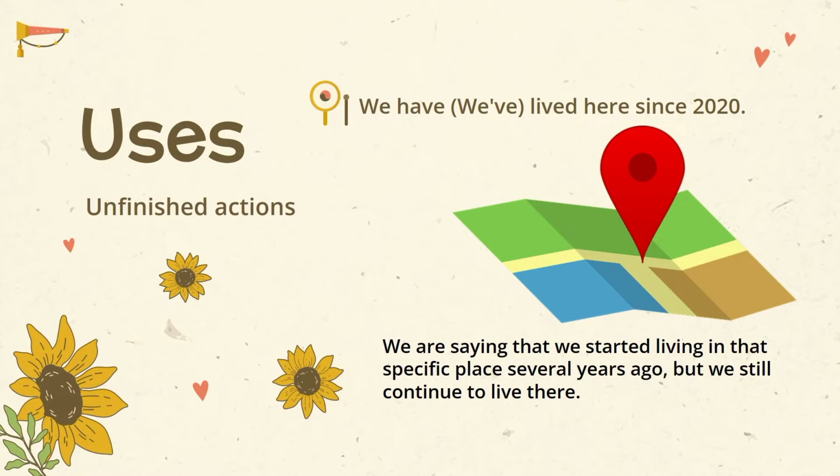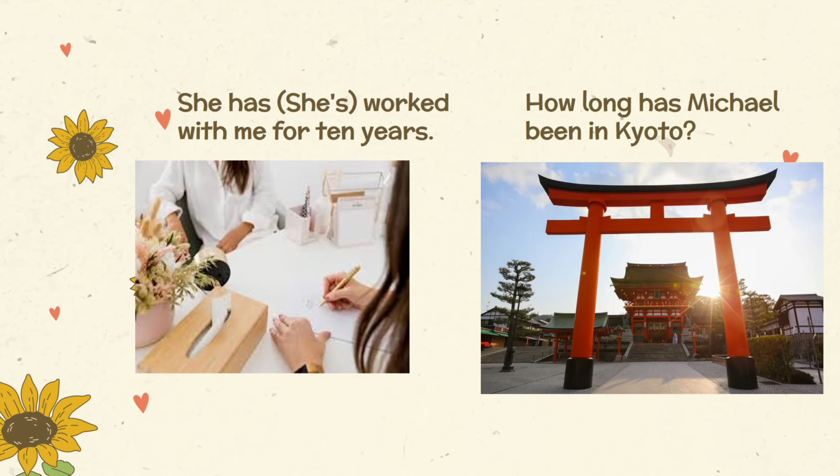Uses. Unfinished actions. In this case, we use the present perfect to refer to an action that started in the past and continues in the present. For example, if we say we have or we've lived here since 2020, we are saying that we started living in that specific place several years ago, but we still continue to live there. Examples: She has or she's been working with me for 10 years. Example: How long has Michael been in Kyoto?